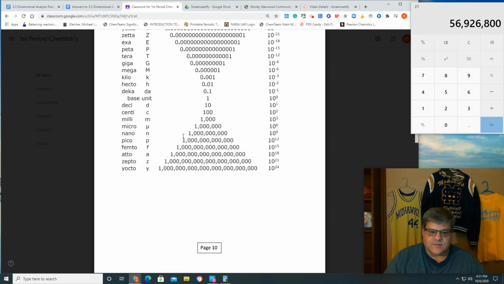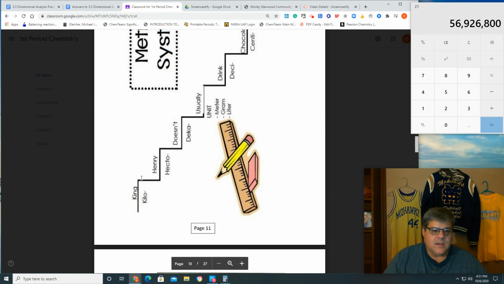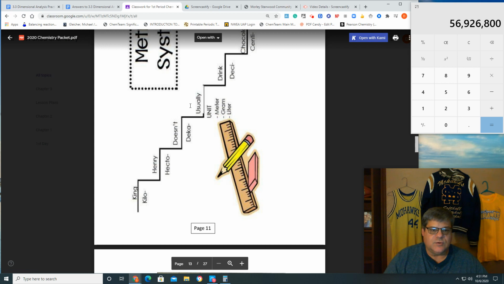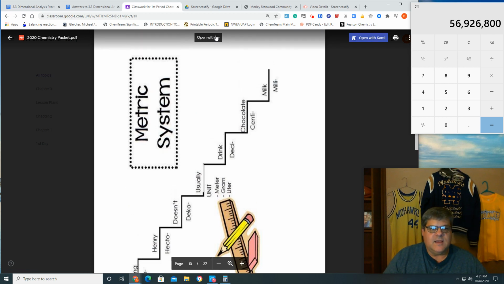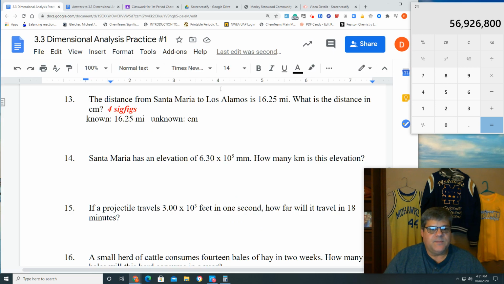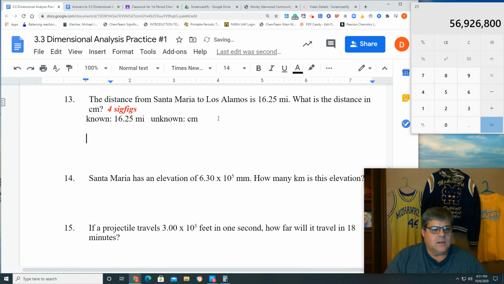I could also use the staircase. From that point, go down 1, 2, 3, 4, 5 centimeters. Either way, it doesn't really matter. So let's go back to the problem. So we know our path is going to be from miles to kilometers, from kilometers to centimeters. So let's go ahead and do that.